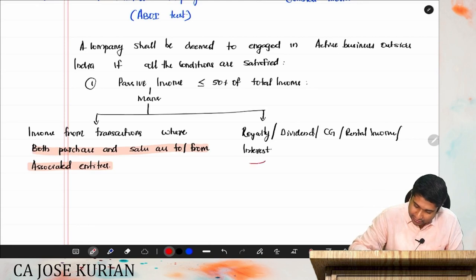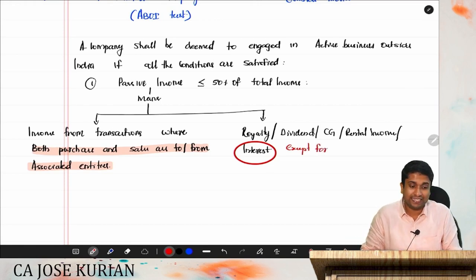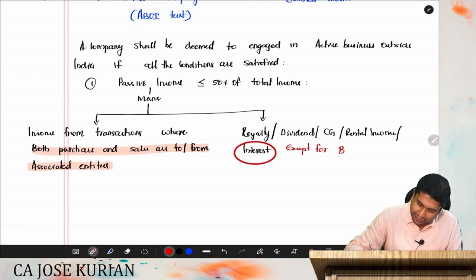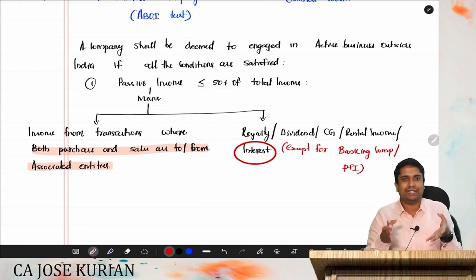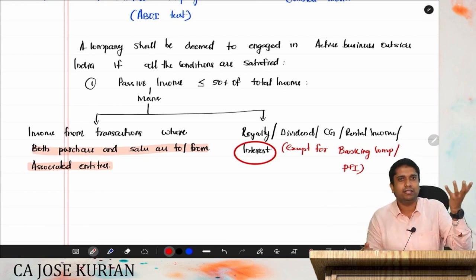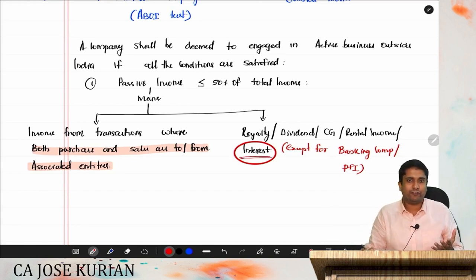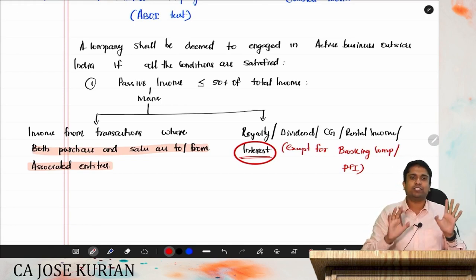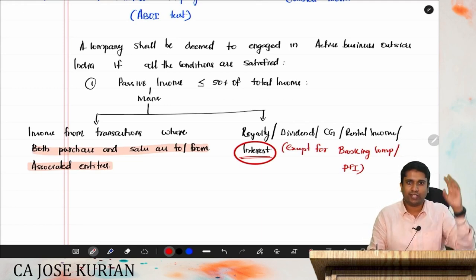And for interest income, there is a small exception. Only interest income has an exception, okay? Interest income, except for banking companies or public financial institutions. For banking companies and public financial institutions, interest income is their active income. Yes or no? They give loans and they accept interest. And that interest is their major source of revenue. That is their main operational activity. So, there is an exception for interest. If you are a banking company or a public financial institution like LIC or something, then interest income is not treated as passive income. It will be treated as what? Active income for banking companies and public financial institutions. Are you all here? All right.